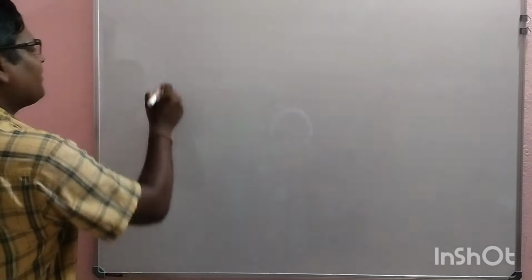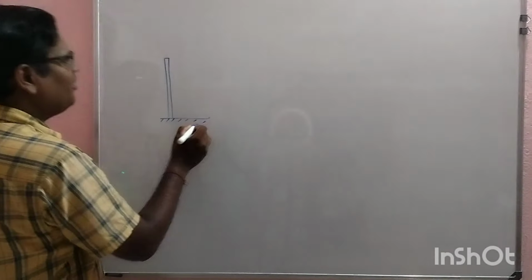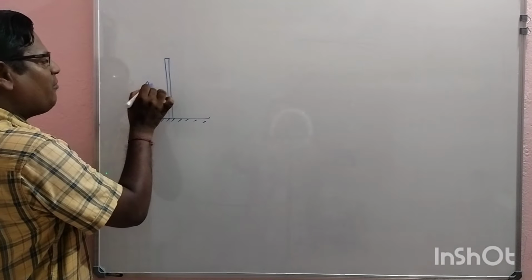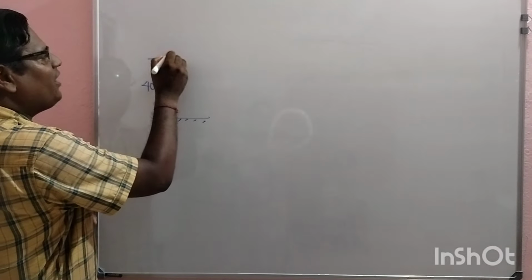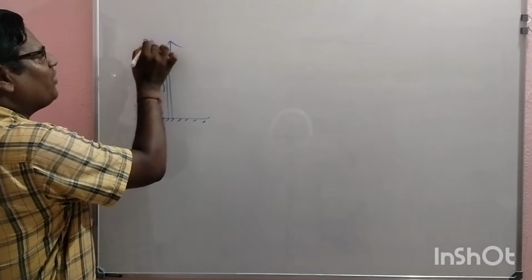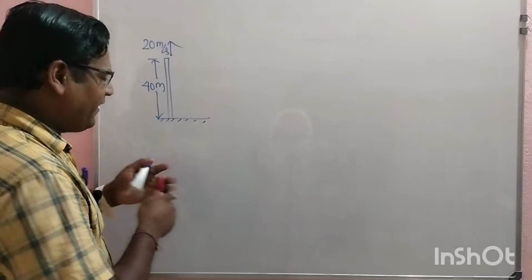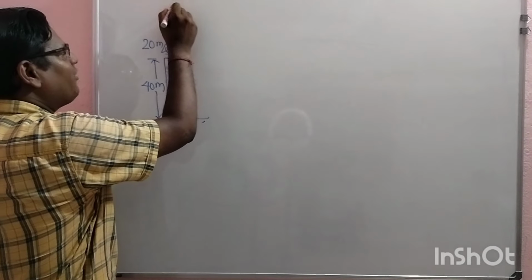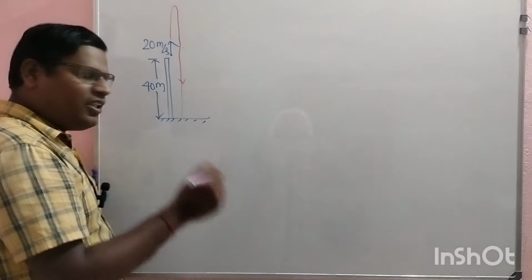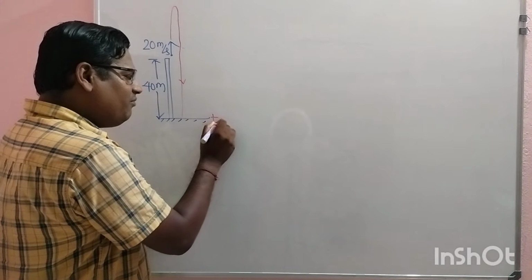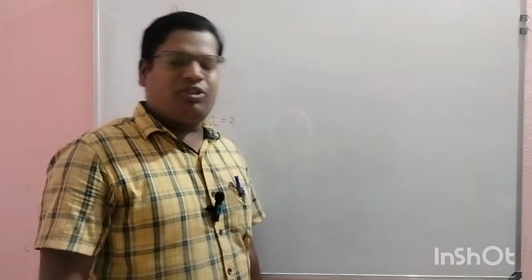The question is like this. Here is a building, let's say 40 meters high. From here, a person throws a ball with 20 meters per second. The ball goes up, and after reaching maximum height, it comes down. The question is: find the time when it reaches the ground. So how do we solve such questions?